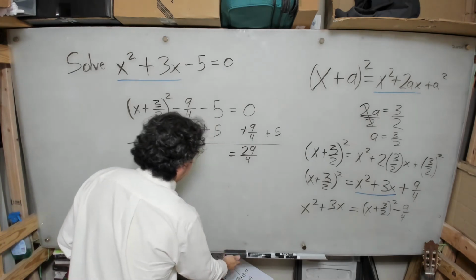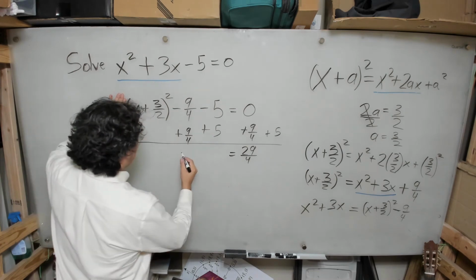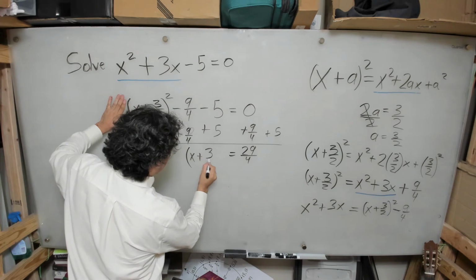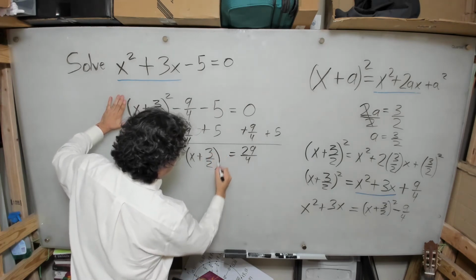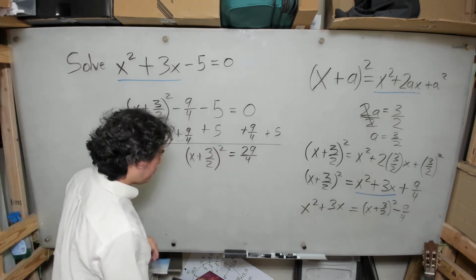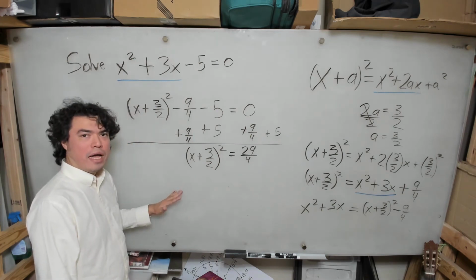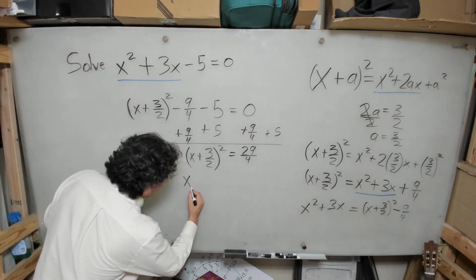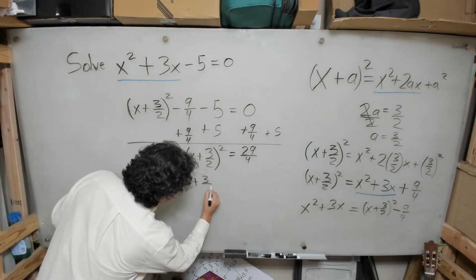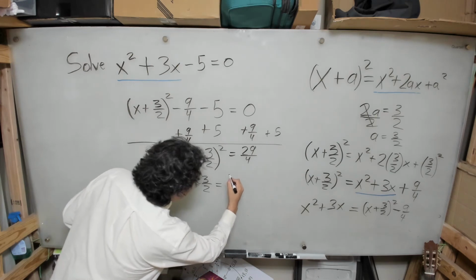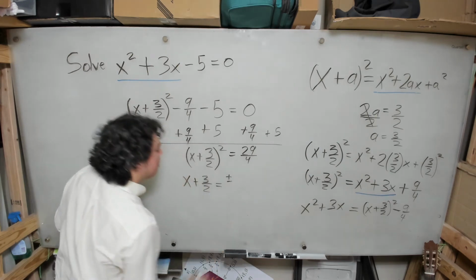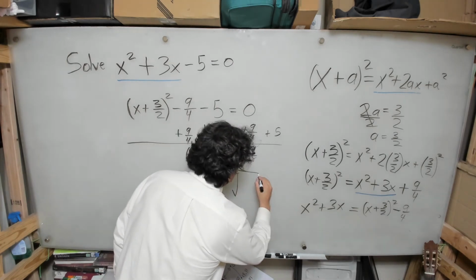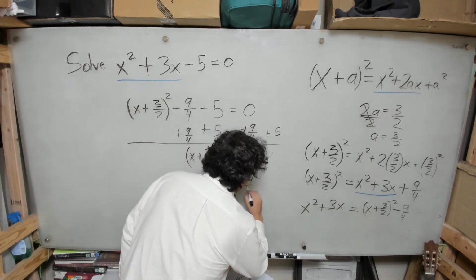And my left side is just going to be x plus 3 over 2 squared, which is x plus 3 over 2, squared. And now from here, I can square root both sides. So I can say, okay, x plus 3 over 2 is going to equal the plus minus. Remember, when we take the square root, we always affix a plus minus. The square root of 29 over 4.